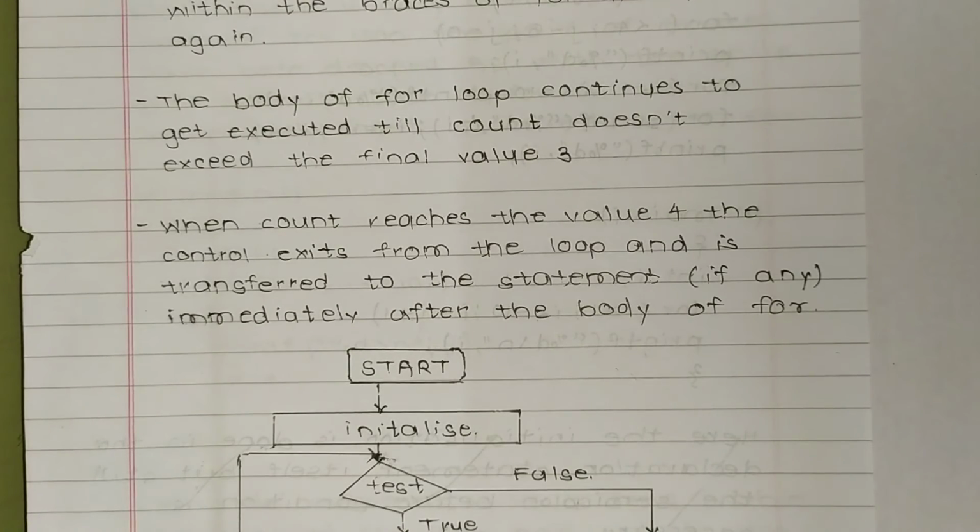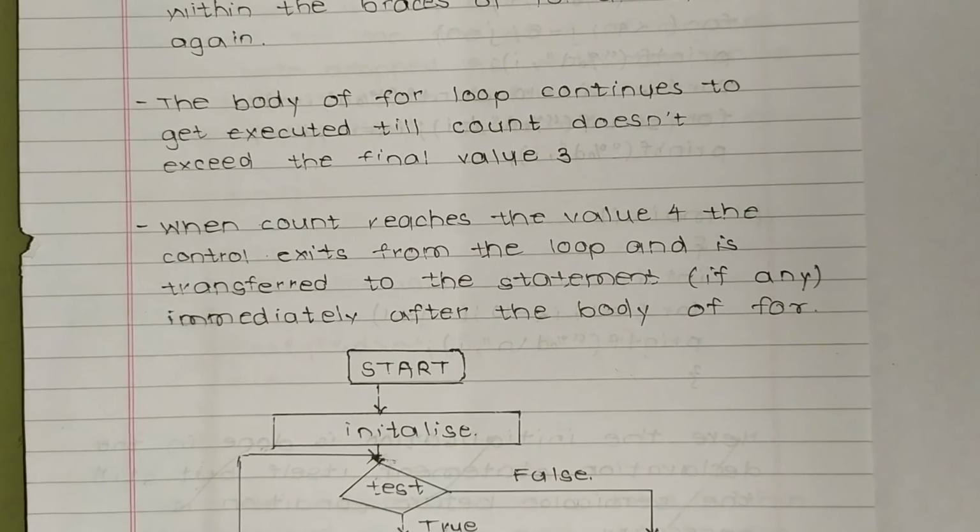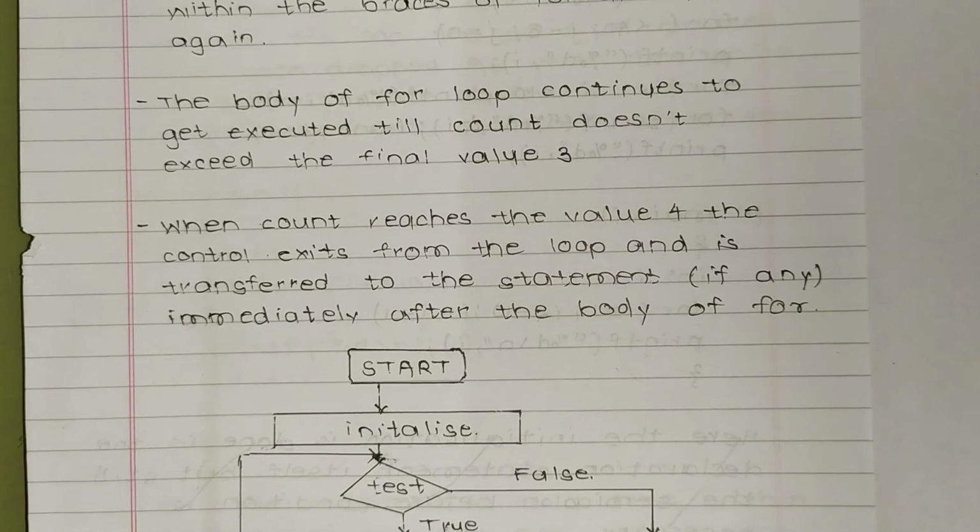The body of the for loop continues to get executed till count doesn't exceed the final value 3. That means till the count reaches the final value, that is 3, the body of the loop continues to get executed. Now when count reaches the value 4, the control exits from the loop and transfers to the statements, if any, immediately after the body of for. So after reaching that particular value, the loop stops.